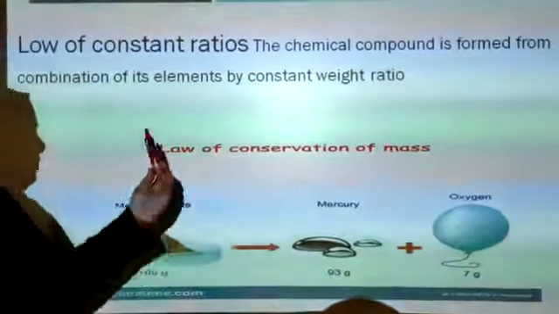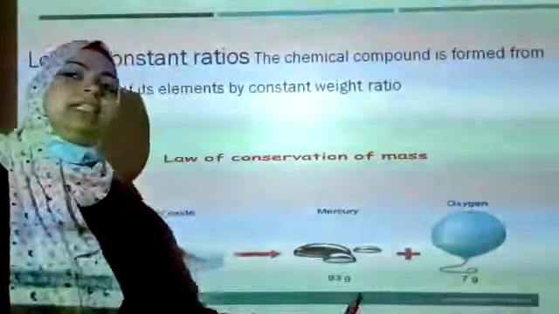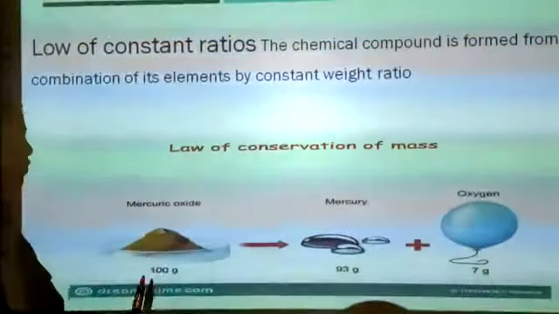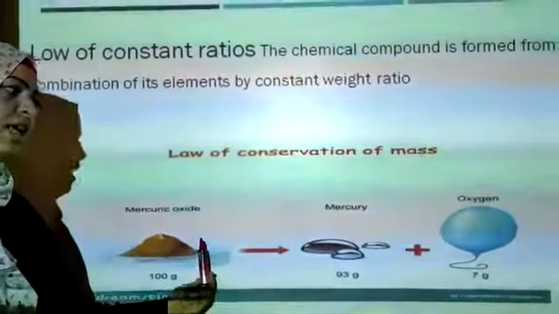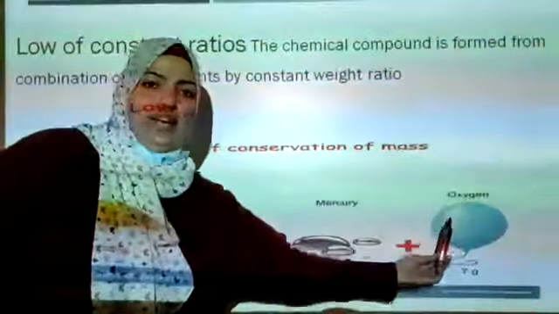By increasing the mass of oxygen to 10 grams and with the same mass of mercury, it will form 100 grams of mercury oxide and remain 3 grams of oxygen without reaction.